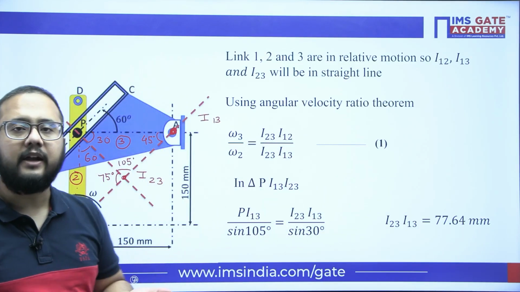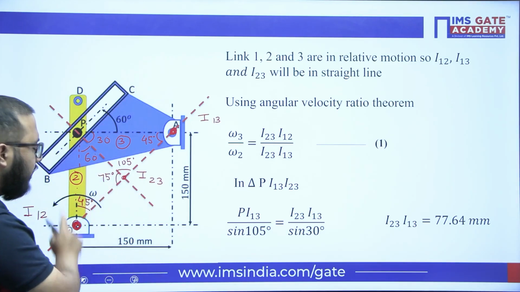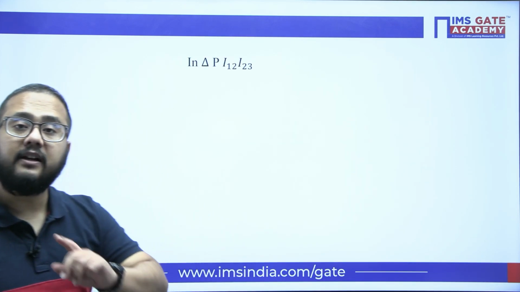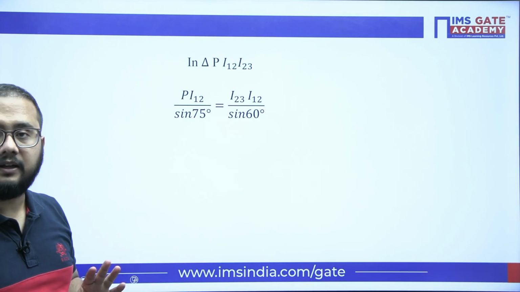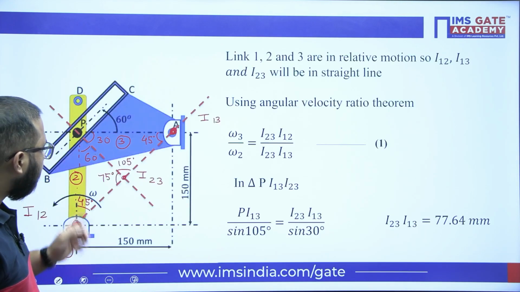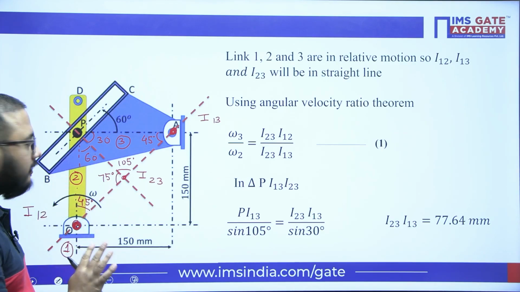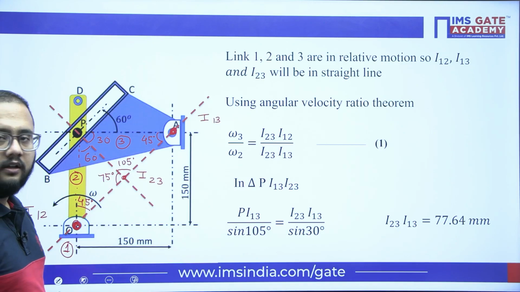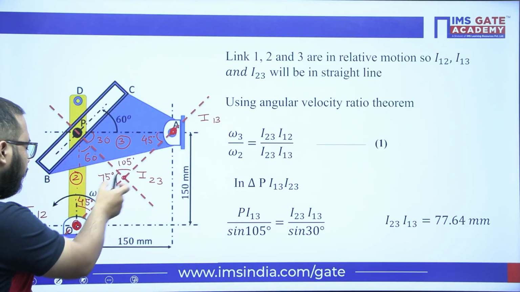In a similar way, I will apply the sine rule to this triangle also, PI23 and I12. Okay. So that sine rule I will apply, and I will get the distance also. Okay. Distance of I23 and I12 I will get. So again see here, P and I23, opposite angle is what? 45 here. And angle opposite to PI12 is what? 75 here. So what I want, I23 and I12 I want, so angle opposite to I23 and I12 is what?